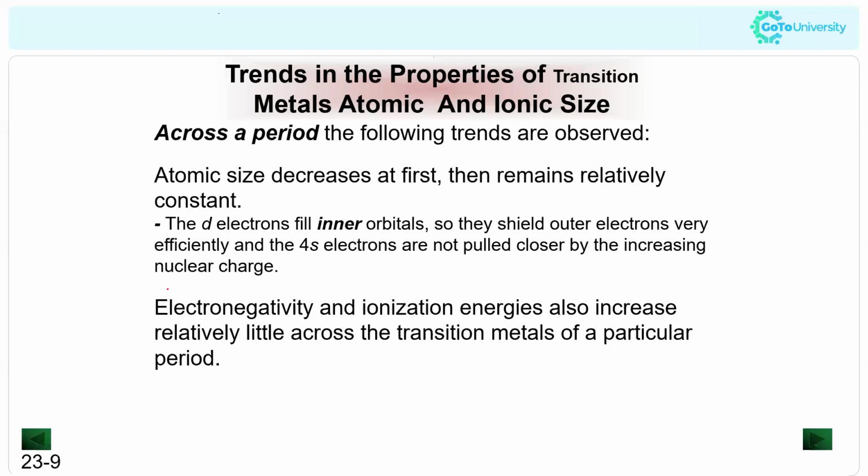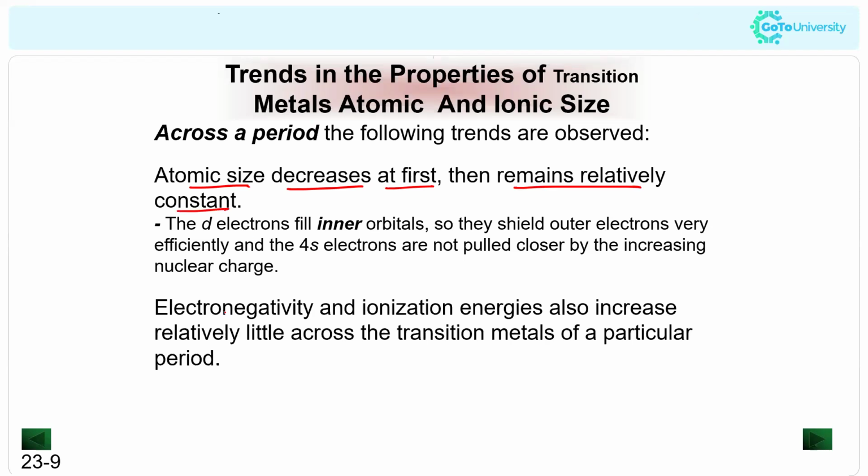So as we all know, down a group the atomic size increases, and across a period the atomic size decreases. Same case we can see in case of transition metals as well. Atomic size decreases at first, then remains relatively constant.